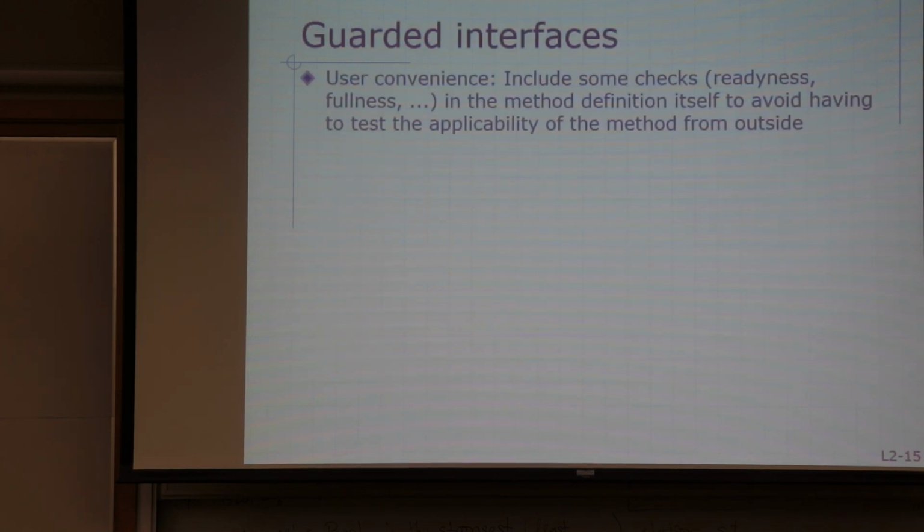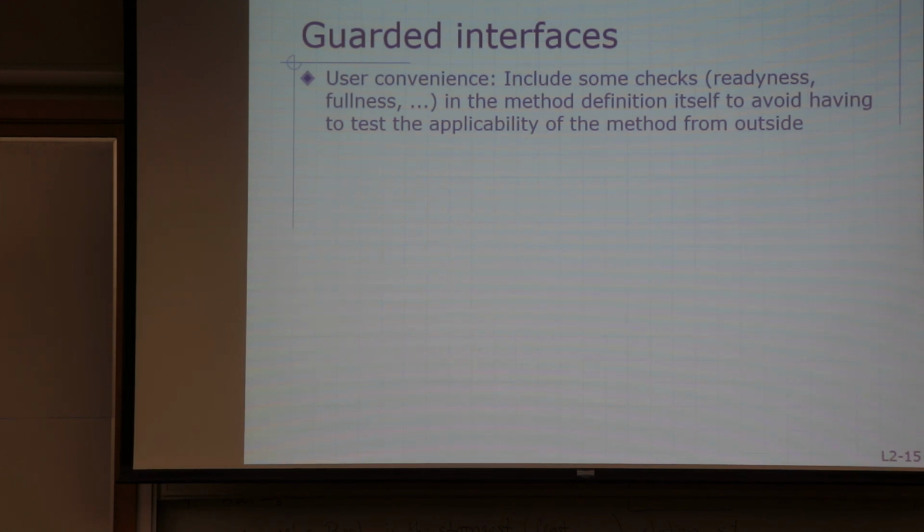Okay, so now I want to sing praises of guarded interfaces. Semantically, guards are actually not needed. I could have defined a language for you without guards. But there's such an enormous user convenience that you don't want to do without guards, and I'll illustrate that even in this simple setting. The convenience is this: it includes some checks in the method definition itself to avoid having to test the applicability of the method from outside.